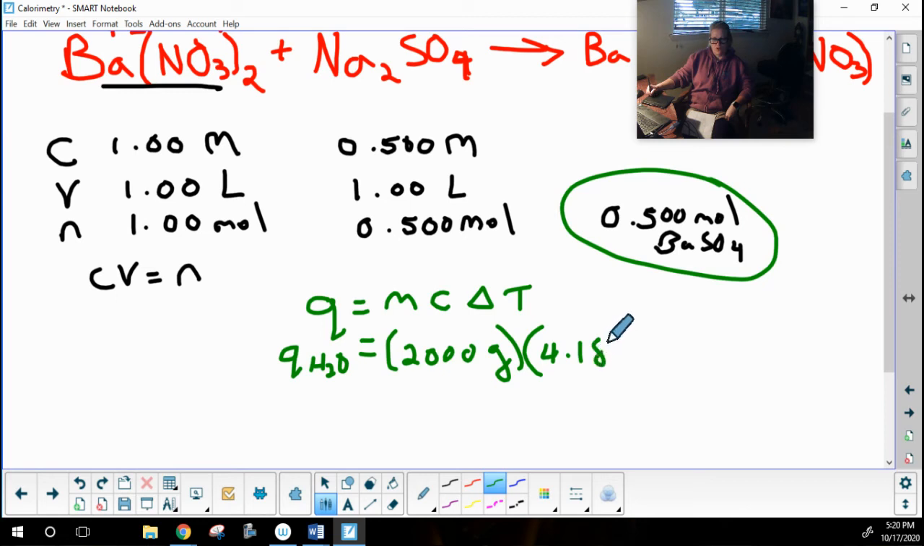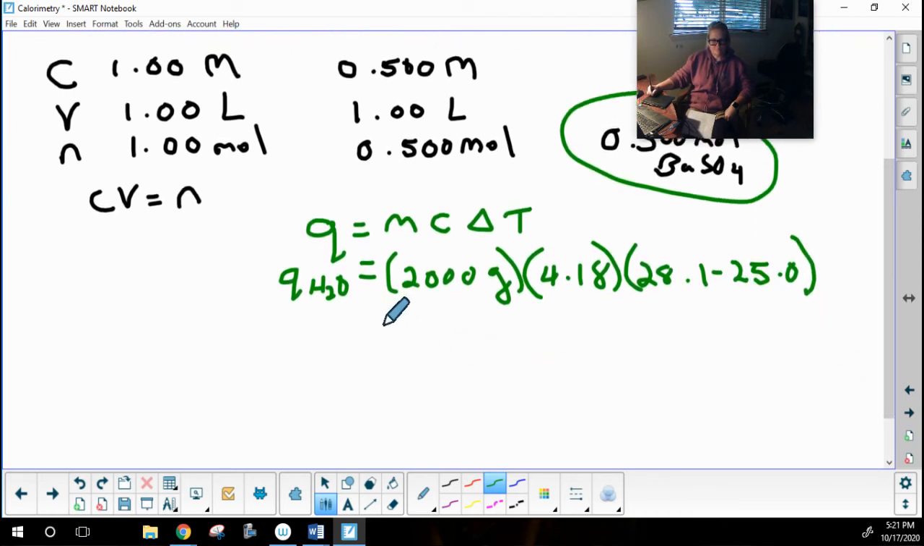Essentially, we have mostly all water, so we're going to use 4.18. And for my change in temperature, I went to a high temperature of 28.1 from an initial temperature of 25.0. I do want to address sig figs here, because I need to subtract these two first. And when I subtract, I round to the lowest number of decimal places, which is 1. So my change in temperature is 3.1, which, look at that, all of a sudden changed all of my measurements now to 2 sig figs.